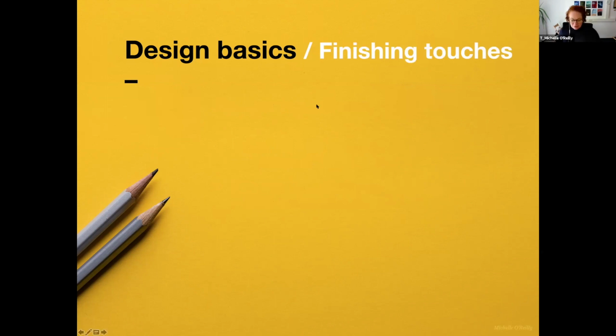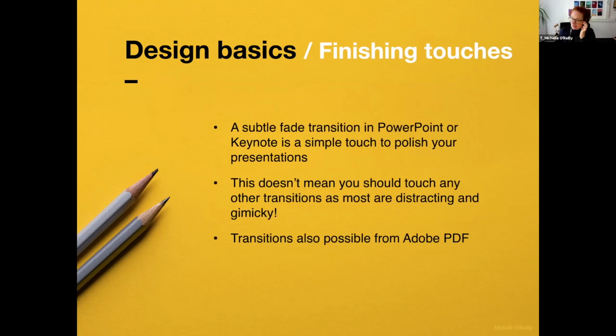Okay, so the finishing touches. In a presentation, I find the jolting nature of a straight transition to be too jarring. I think a subtle fade transition is a very nice way to polish off presentations. But when I say that, I don't mean that you should use any other transitions, as they are very distracting and gimmicky. So please try and hold off from that as well.